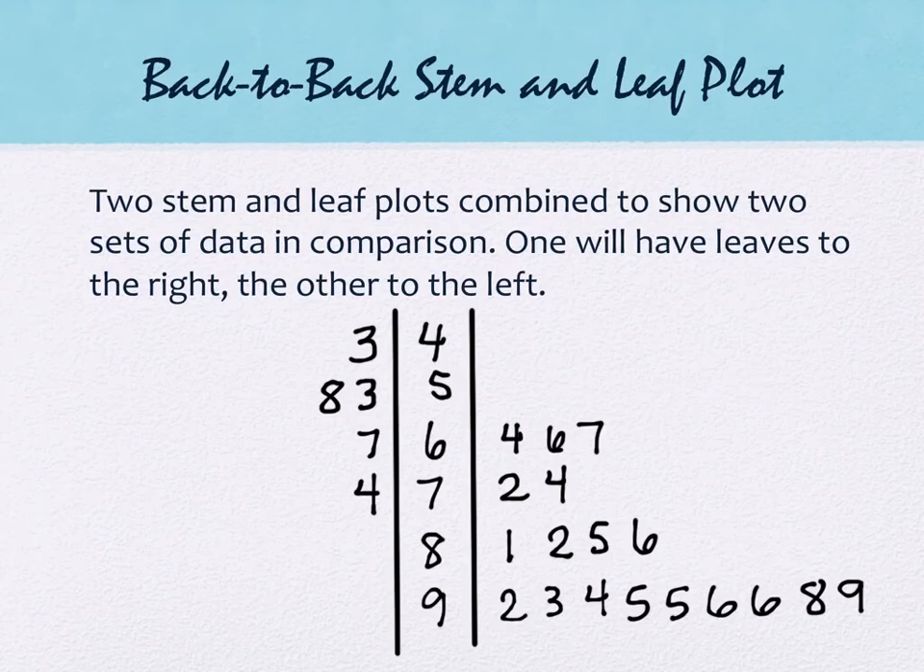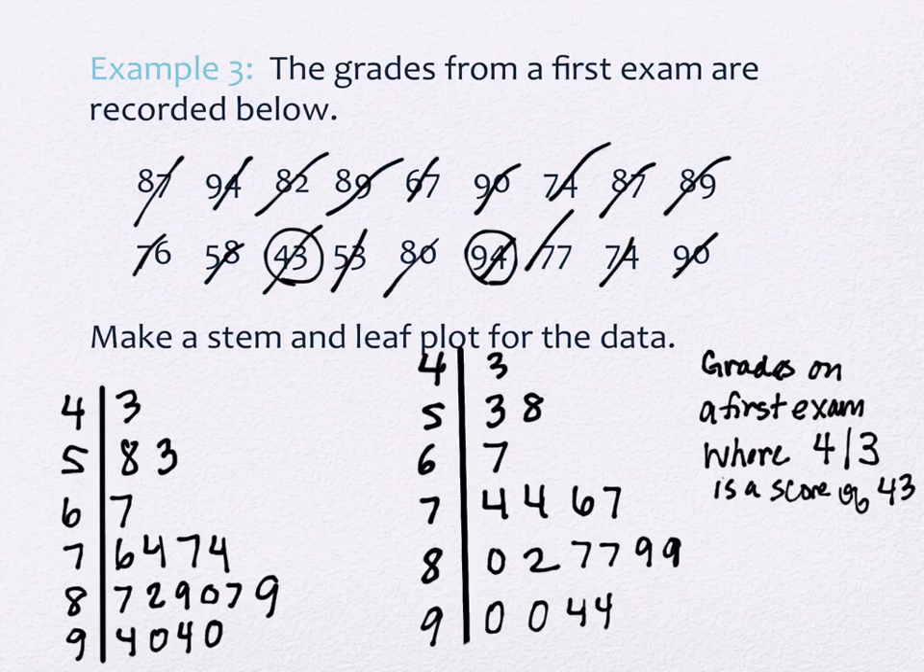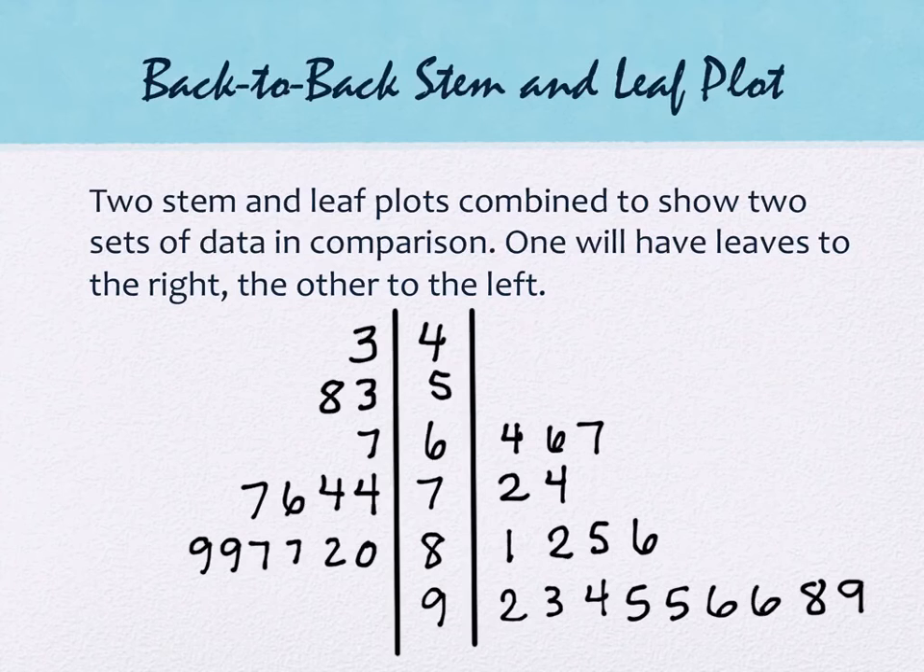On the 8 and the 7s, excuse me, I have 4, 4, 6, 7. On the 8s, I have 0, 2, 7, 7, and then is it 9, 9? Yeah, 9, 9. And then the last one is 0, 0, 4, 4. Like so.